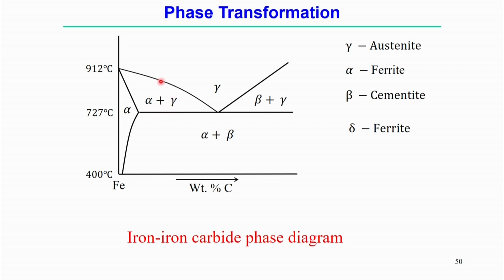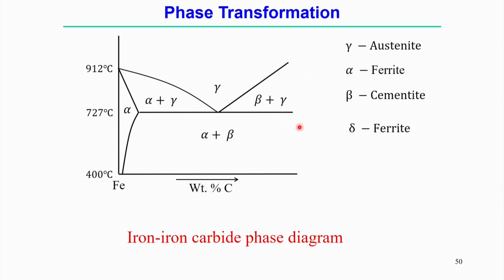that means ferrite. This zone represents the mixture of ferrite and austenite, and here the beta phase is basically cementite. This is one phase, and the maximum solubility of carbon in the cementite phase is 6.67 percent carbon, and they constitute one single phase, that is called cementite.